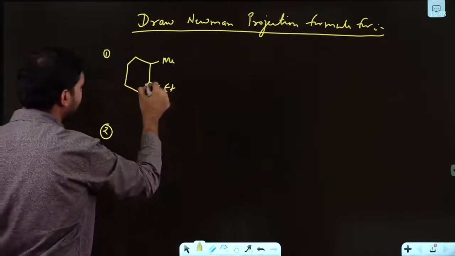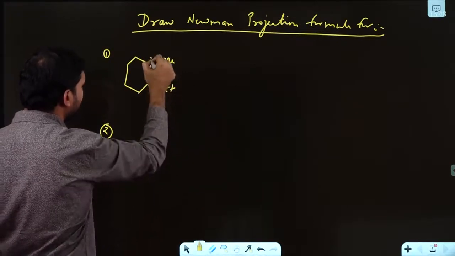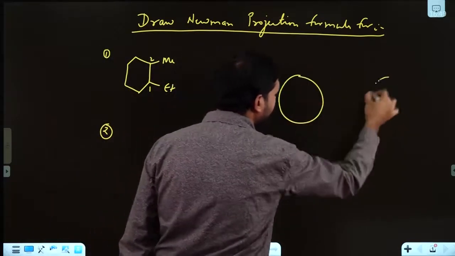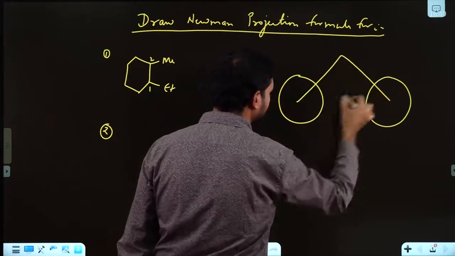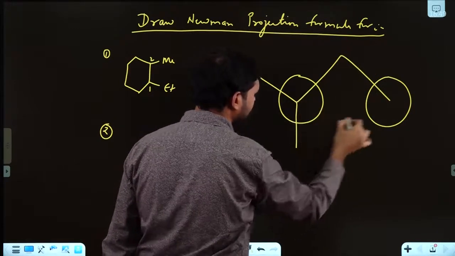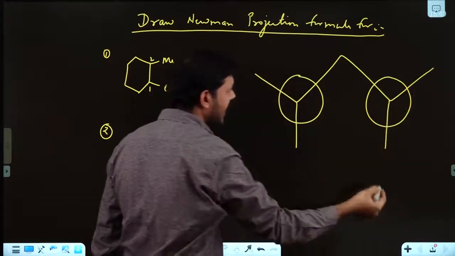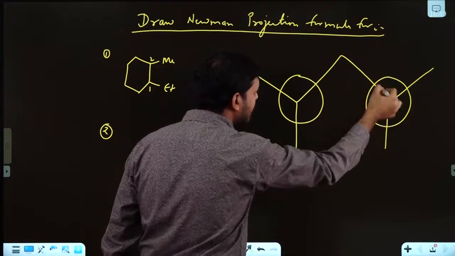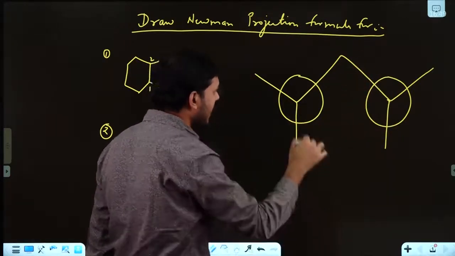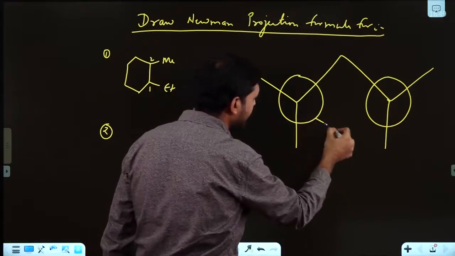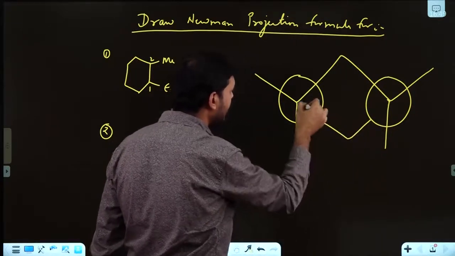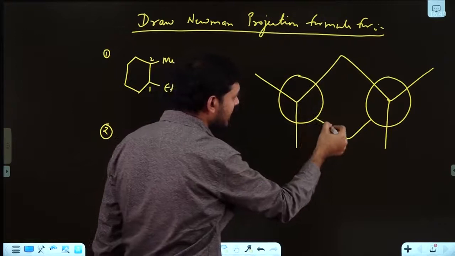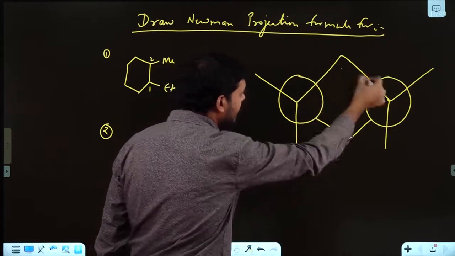So first of all I have to draw this one, right? This ethyl methyl. So 1 ethyl, 2 methyl cyclohexane. So if I start drawing, here you can take this part from the front carbon or you can take this part from the back carbon. It is your wish. Again, you can take this part and this part from front or back. If you take this part from the back carbon, then you have to take this part from the front carbon, or if you take this part from the front carbon, then this part from the back carbon.